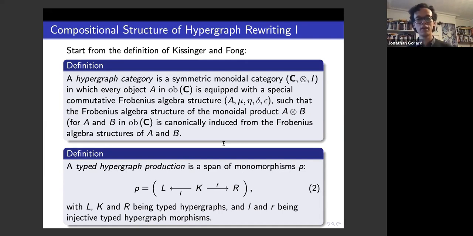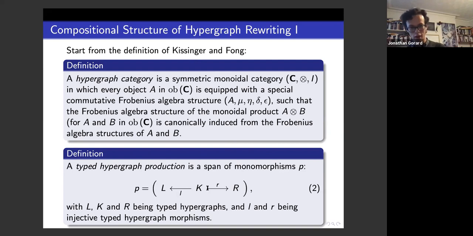And so in particular, the so-called double push-out rewriting formalism that's traditional in algebraic and compositional graph rewriting, we can translate to the context of these hypergraph categories with fairly minimal modification. So in particular, we can define one of these rules as a typed hypergraph production. In this case, it's just a span of monomorphisms, which I'll call P. We have K, which is a typed hypergraph that represents the invariant subhypergraph.